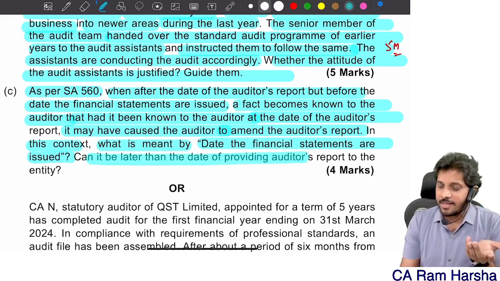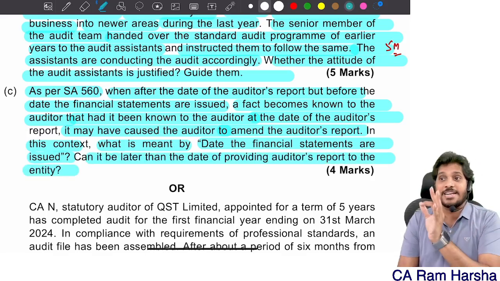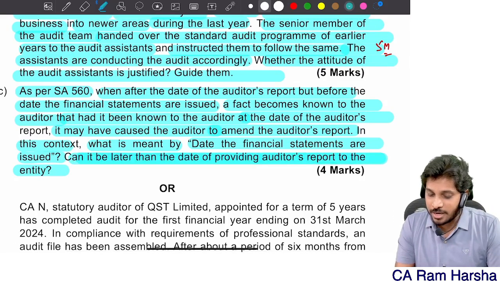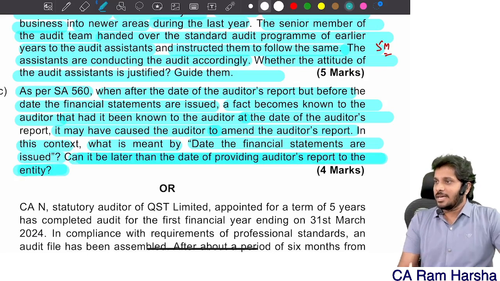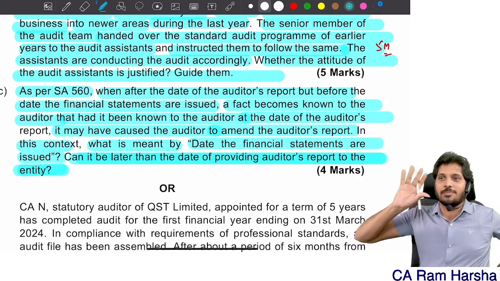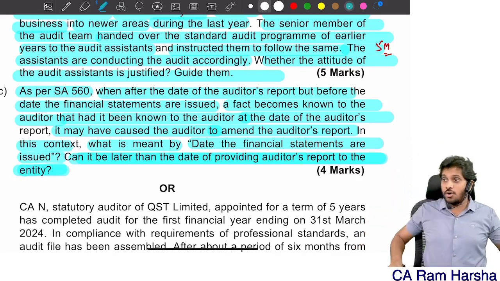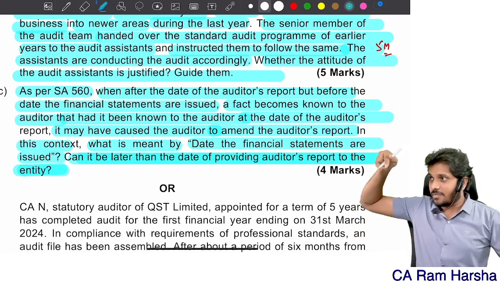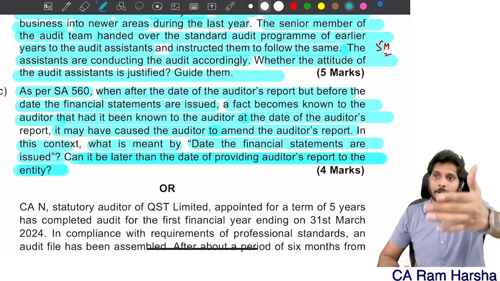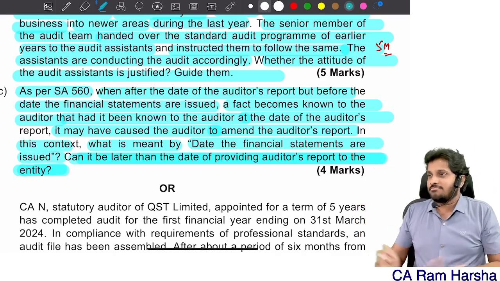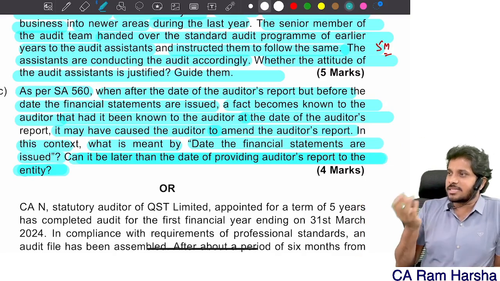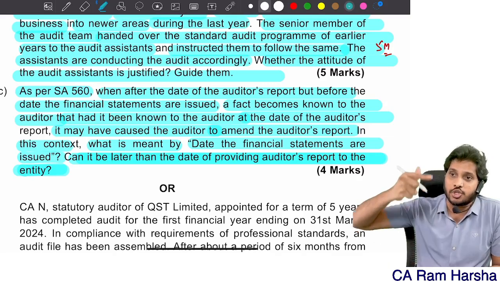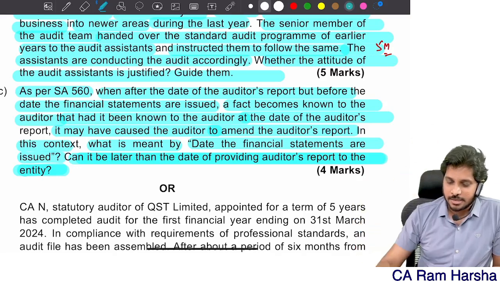Can it be earlier than the date of providing the audit report? Never. Obviously, in order to issue to the third party, the audit report and financials must be issued. So the date of financial statements issued can be the same or later than the date of audit report issued to the entity. Correct? That's it. There is no possibility that the date of financial statements issued can be earlier than the date of audit report issued to the entity. That's it. Next.